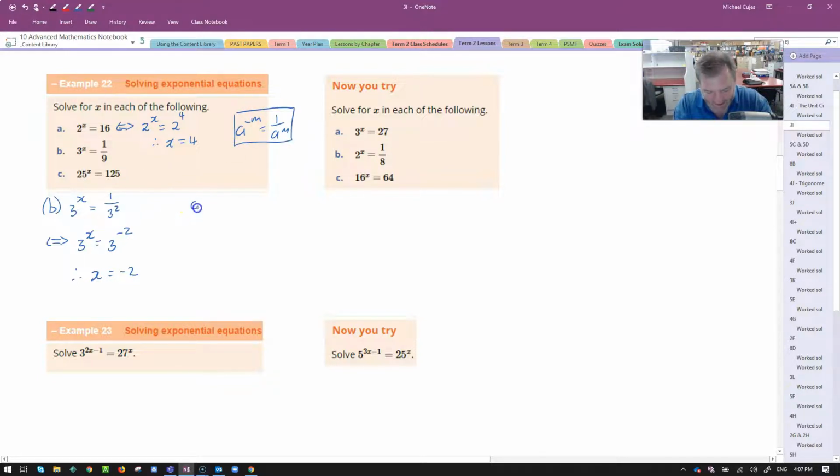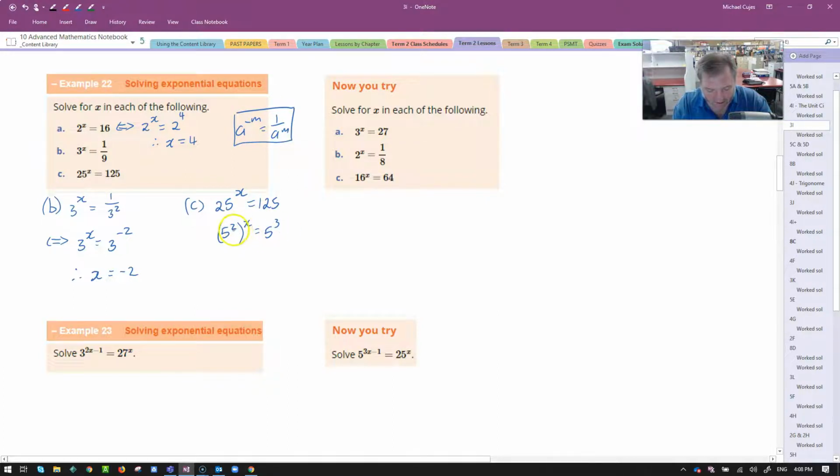Lucky last here. C, 25 to the power of x equals 125. Well, this is a little bit confusing because 25 squared is 625. That's not going to help me very much, but if you know your powers of 5, as you should, you're going to recognise 25. I could write that as 5 squared to the power of x. 125, well, that's 5 cubed.